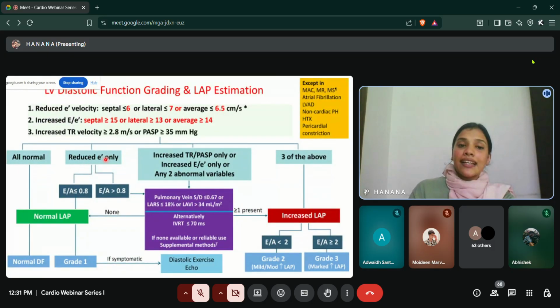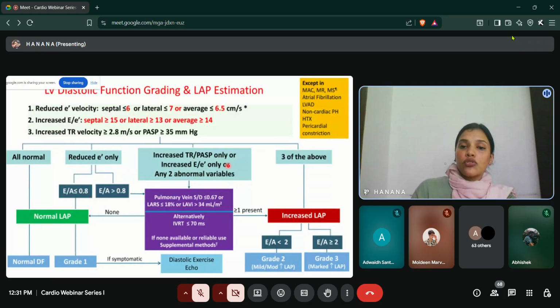So the second case is if the E dash is the only thing that is reduced. Okay, all the other values remain normal, only the E dash is reduced. Now we have to look at the E by A of the patient. We have to calculate the E divided by A value. If it falls below 0.8, the patient may have grade 1 diastolic dysfunction, but he will have a normal left atrial pressure.